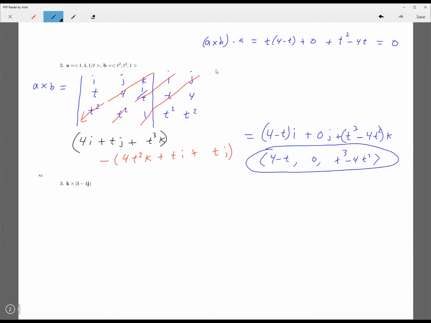Everything cancels out. And then likewise, if you take A cross B, dot product with B, then it's this one times all that. So that's going to be T squared times 4 minus T plus 0. And then this other one's going to be 1 times that. So that's T cubed minus 4T squared. And that also adds up to 0. Okay.